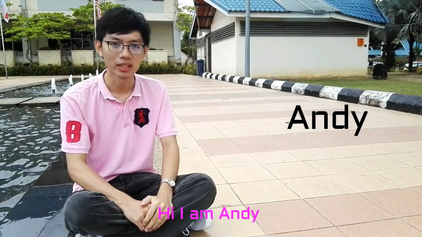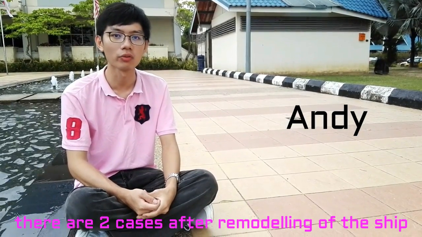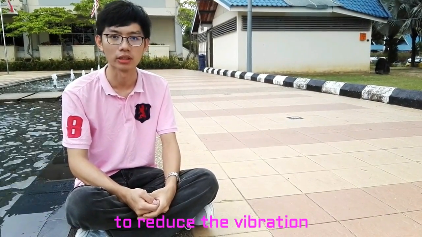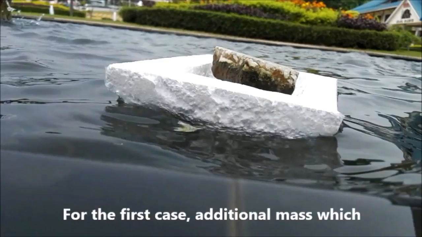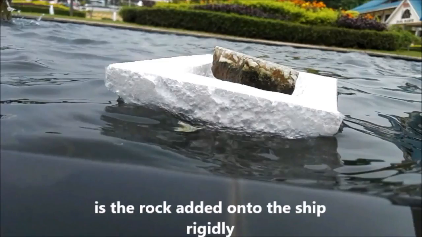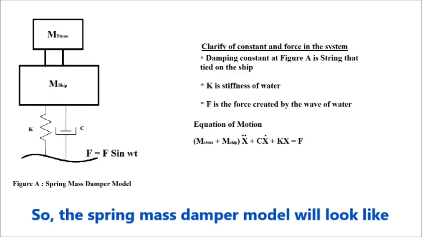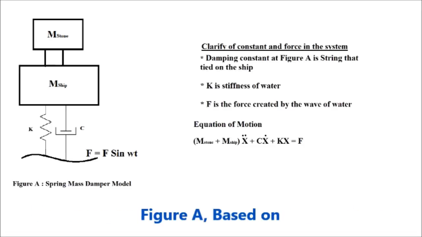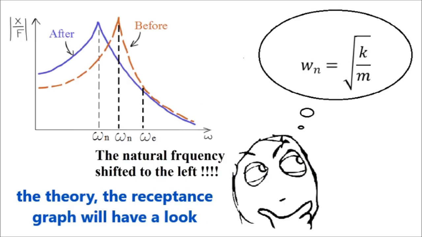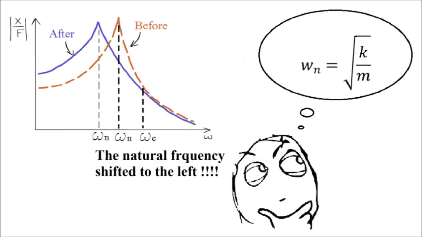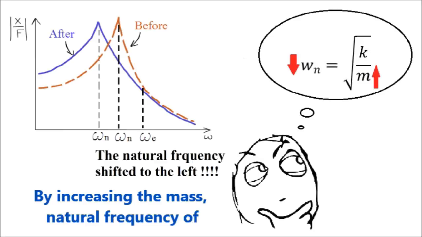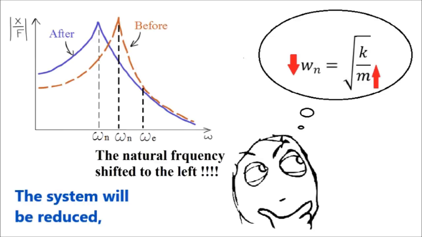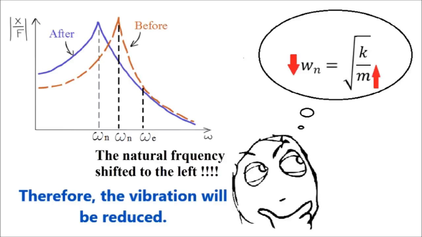Hi, I'm Andy. There are two cases of the rolling of the ship to reduce the vibration. For the first case, additional mass, which is a rock, is added onto the ship rigidly. So the spring mass damper model will look like figure 8. Based on the theory, the receptance graph will look like this. By increasing the mass, the natural frequency of the system will be reduced. Therefore, the vibration will be reduced.